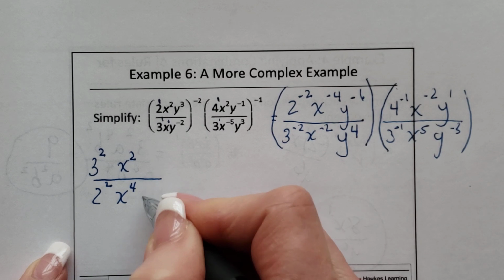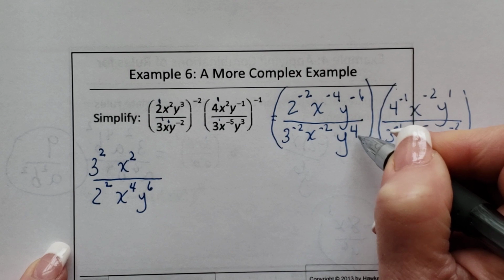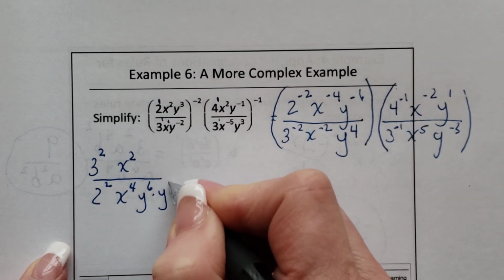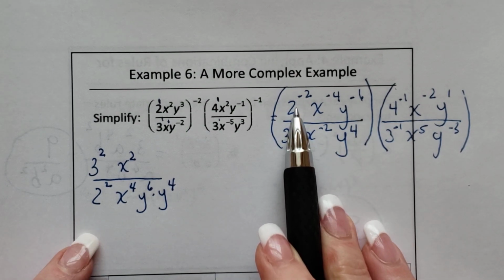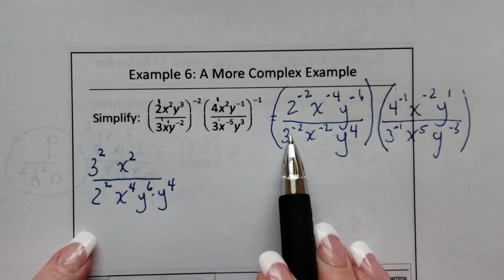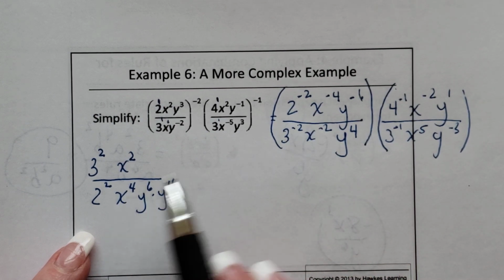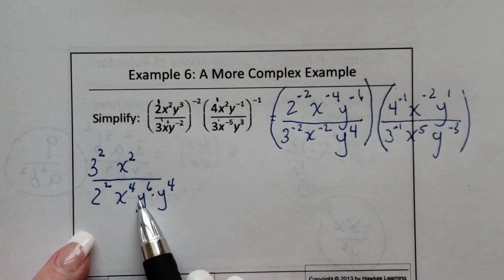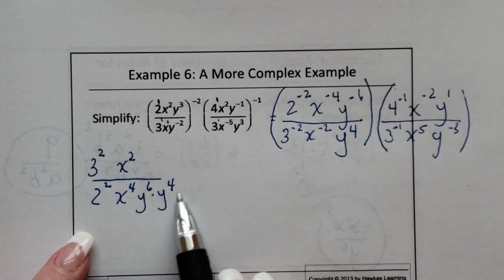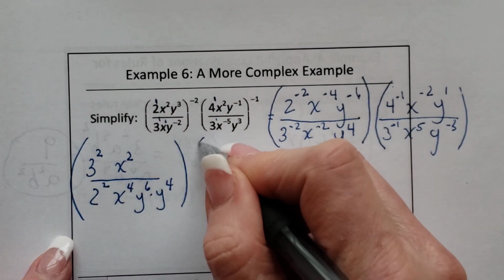This y, we're going to flip it down. And then look at this y right here. It is not raised to a negative exponent, so it actually stays down here on the bottom. All we've done so far is flip everything to the opposite side of the line that had a negative exponent. So 2 squared came down, 3 squared came up, x to the 4th came down, x squared came up, y to the 6th came down, and since that has a positive exponent, it stays where it is. Now we're going to do the same thing with the second set of parentheses.